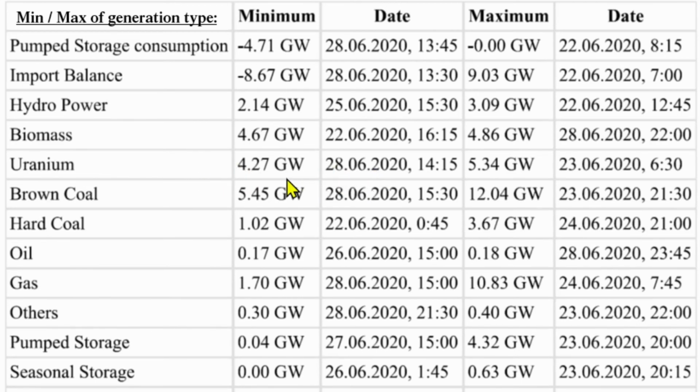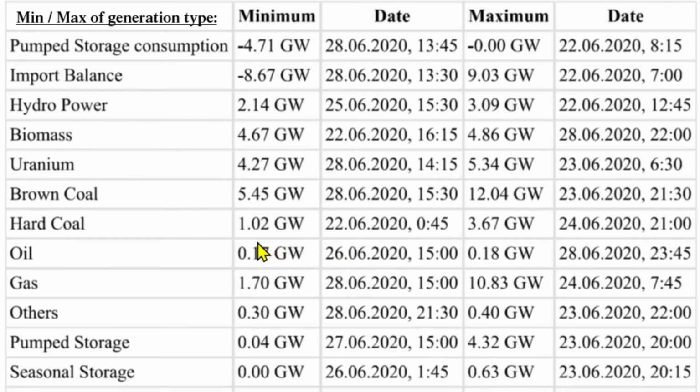And here you have the other power plants. What you see here is that the nuclear power plants are not really flexible: even the minimum was 4.27 gigawatts and the maximum 5.3 gigawatts. So there was not a big amplitude in that. This is by the construction of these power plants. You can only throttle down to a minimum of 40%. So these are not really adaptive. Even the coal power plants are better. The brown coal power plants had a minimum power of 5.45 gigawatts and a maximum power of about 12 gigawatts.